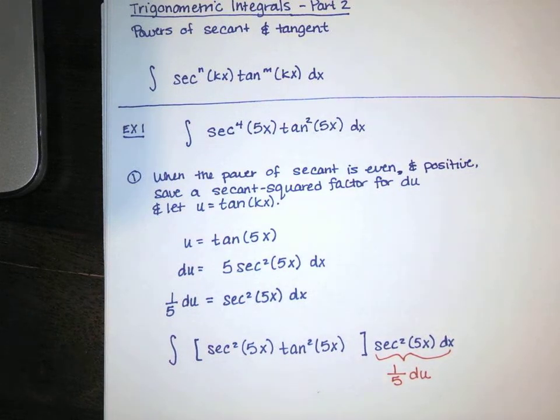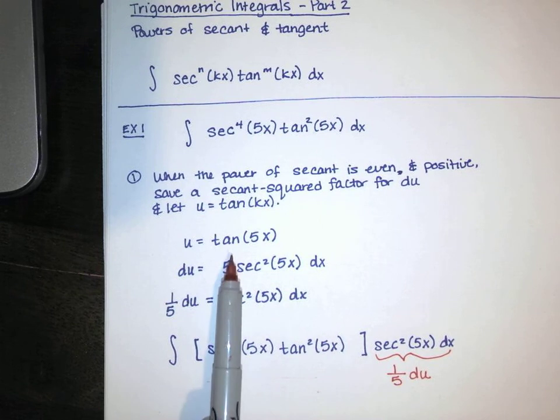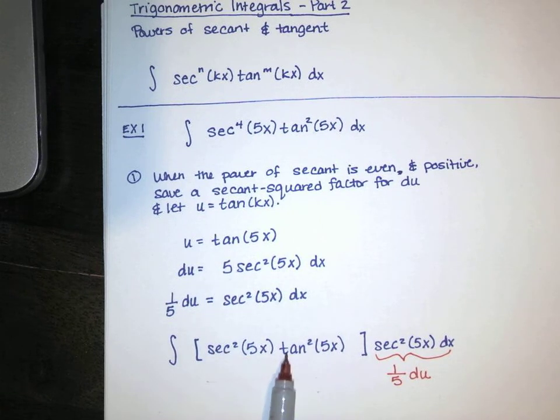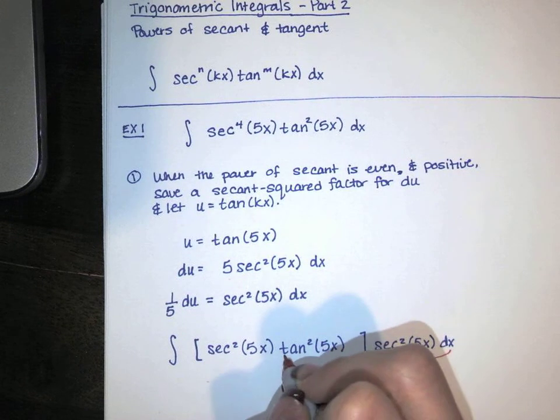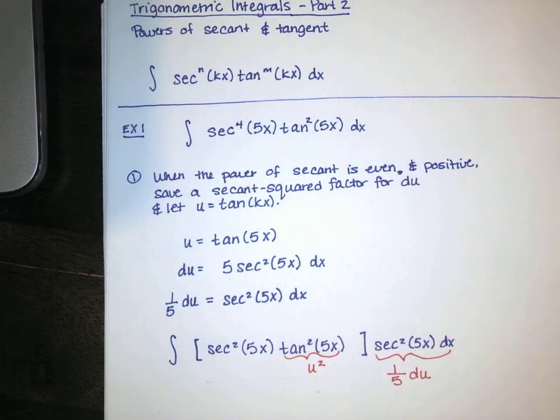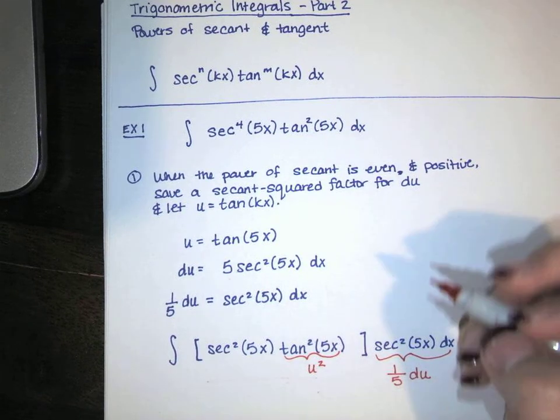All right. So I need to write everything that's left, everything in these brackets, entirely in terms of tangent of 5x. That is tangent of 5x quantity squared. That's just going to be u squared. And the secant squared, we're going to be able to write in terms of tangent because of one of our Pythagorean identities. Now, the Pythagorean identity that comes up over and over again in problems involving powers of secant and tangent is this one.